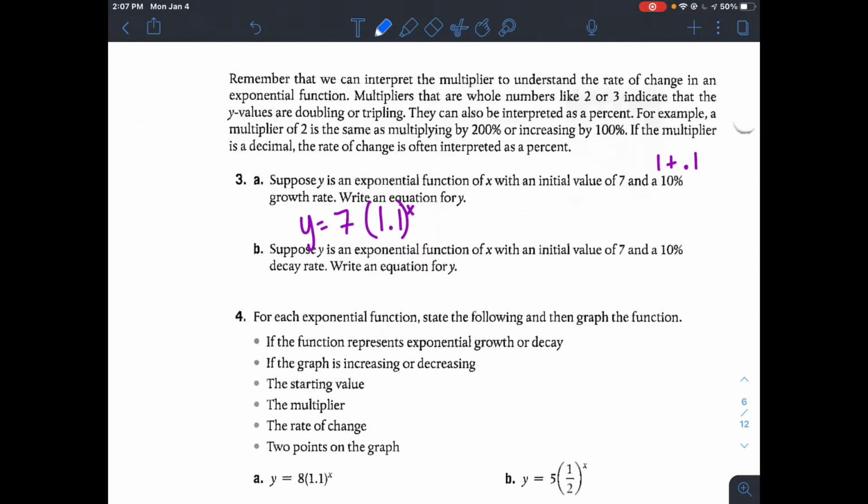Okay, then suppose same kind of stipulations. Initial value of 7, this time 10% decay rate. So instead of 1 plus the 10%, I'm going to go 1 minus that 10%. So I'll have y equals 7 times 0.9 to the x power.